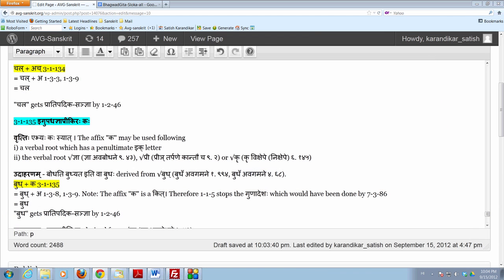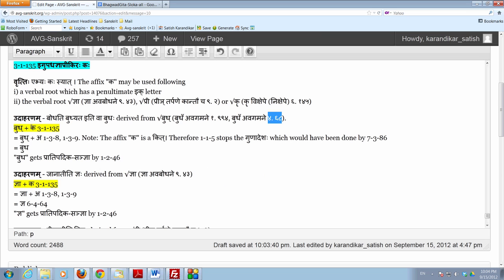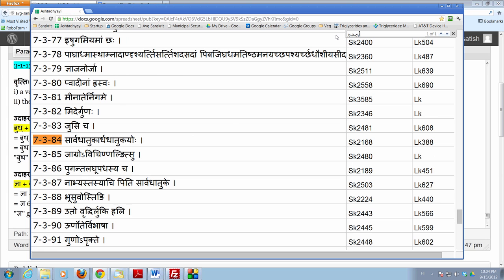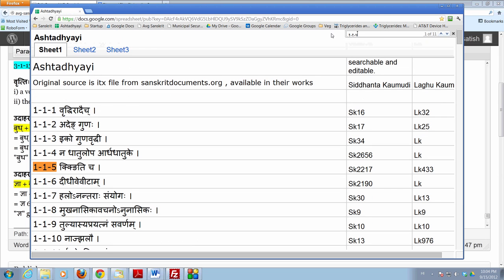So let's derive this form now. We take this verbal root budh avagamane from the bhvadi gana or from the divadi gana. It doesn't make a difference here. So budh plus ka. Now in the affix ka, the kakara is an it by lashakvataddhite, and then tasya lopaha. Now, why does Panini employ the affix ka? One of the reasons, as we already know, is to stop the gunadesha, which would have been done by either sarvadhatuka ardhadhatukayoh or pugantalaghupadhasya cha. This gunadesha is stopped by kniti cha. By kniti cha, gunadesha is stopped.